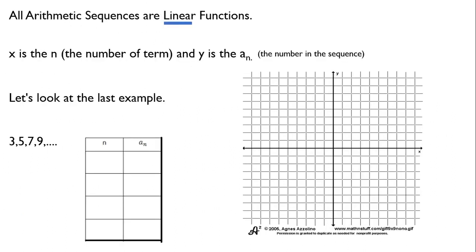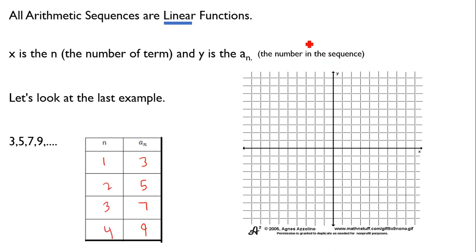Okay? So all arithmetic sequences are linear functions, okay? So x is the n, so that's going to be our x variable going down through here. Y is the a sub n, right, so the number in the sequence. Okay, so with our 3, 5, 7, 9, those will be our y's. And our n's, in other words, if it was the first one, the second one, the third one, the fourth one, will be our x's. So 1, 2, 3, 4.